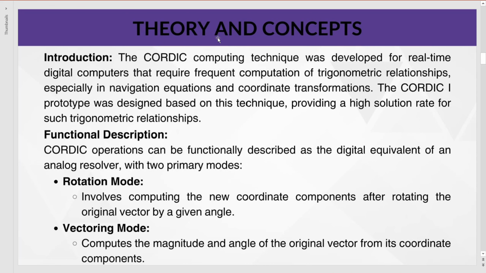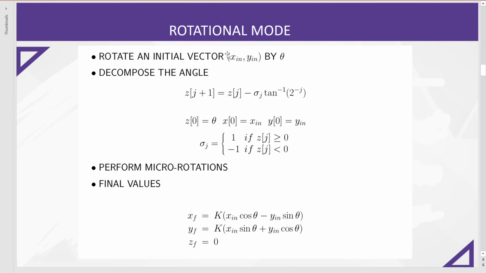The CORDIC will work in two modes, rotational mode and vectoring mode. In the rotational mode, the new coordinate components are calculated after rotating the original vector by a given angle. In the vectoring mode, the magnitude and angle of the original vector from its coordinate components are computed by going nearest to y equal to 0, that is the x-axis.